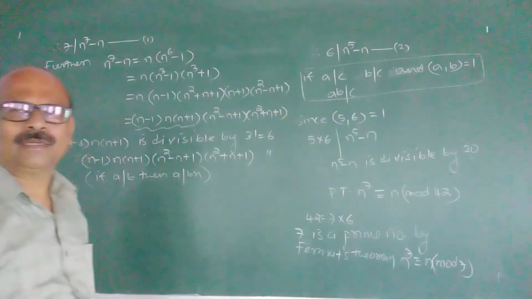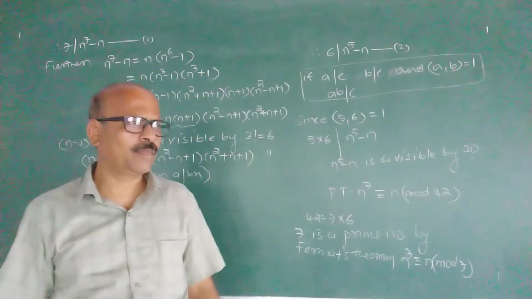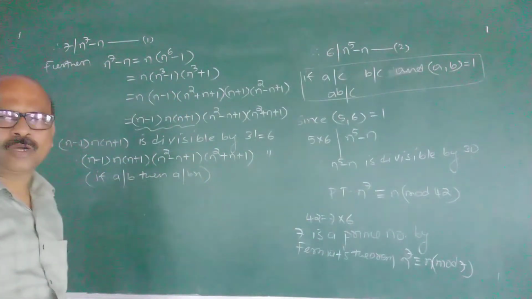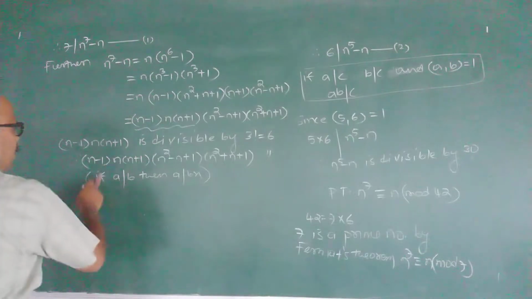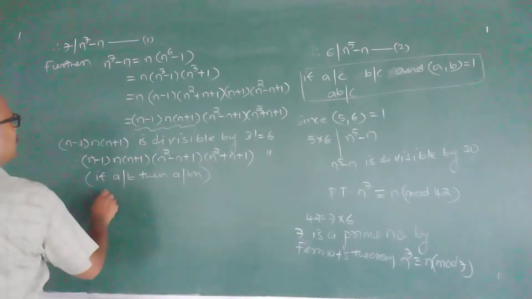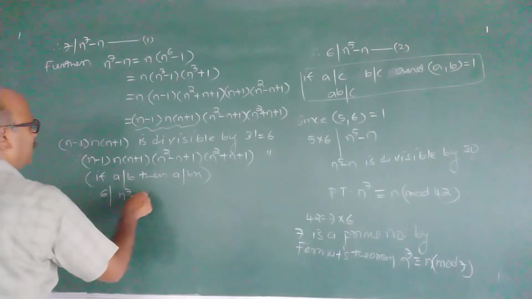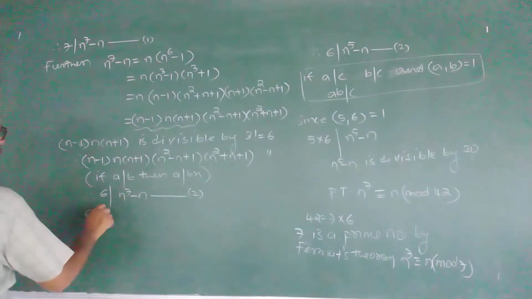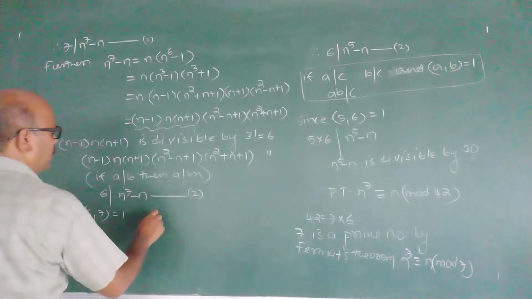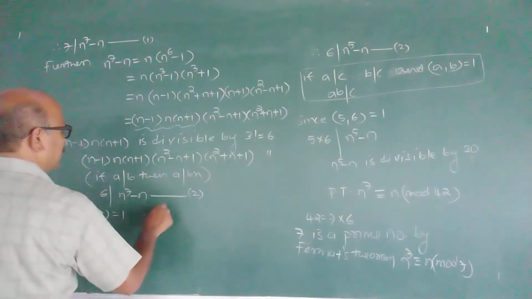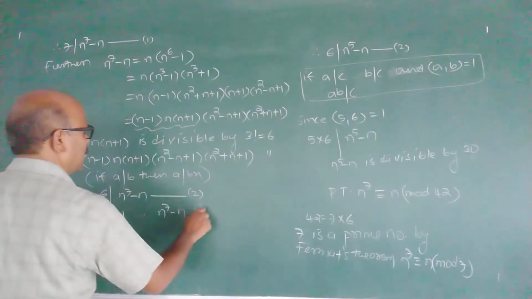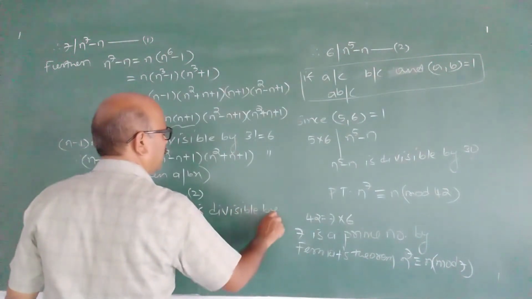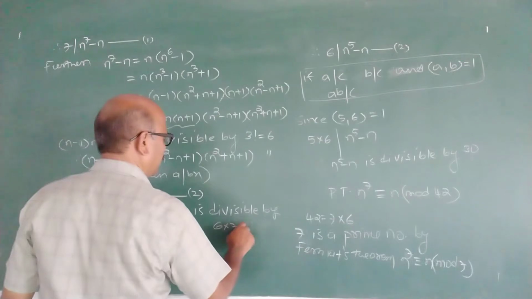All these things we have studied, properties of divisibility that we have studied at the beginning of the topic. Therefore, 6 divides n raised to 7 minus n. This is 2. Now, 6 and 7 are relatively prime. Therefore, n raised to 7 minus n is divisible by 6 into 7, that is 42.